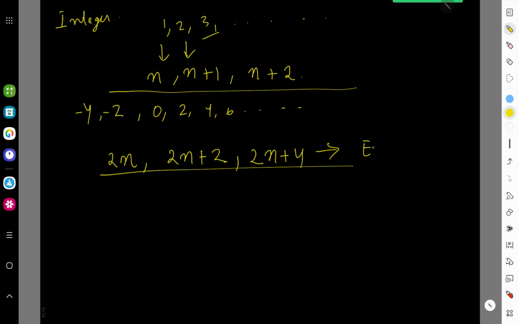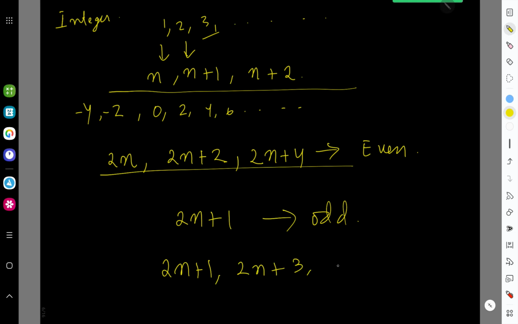And for odd, how do we express any odd integer? We will express any odd integer as 2n plus 1. This is for odd. How about for 3 consecutive odd integers? So 2n plus 1, 2n plus 3, 2n plus 5. This is the general form for expressing any 3 consecutive odd integers.